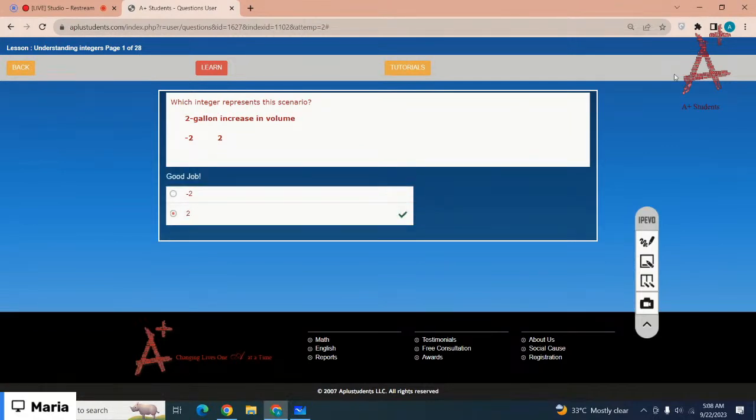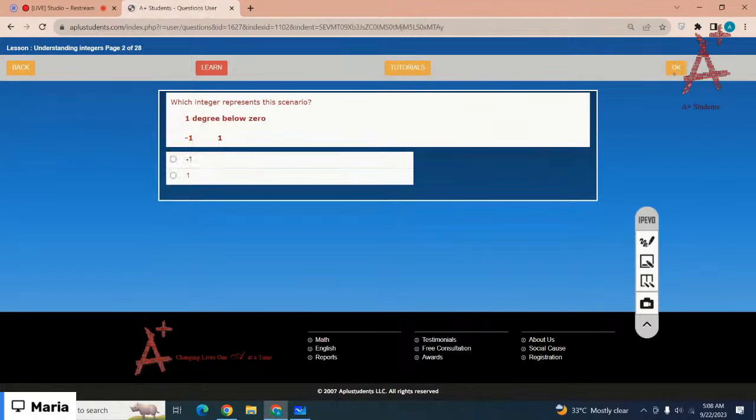Very good. The next one is which integer represents the scenario: 1 degree below 0? So which is the correct option? Below 0 means that it would be less than 0, right? Yes, very good, that would be a negative number. Below 0 means something that is less than 0, so that would be negative 1.